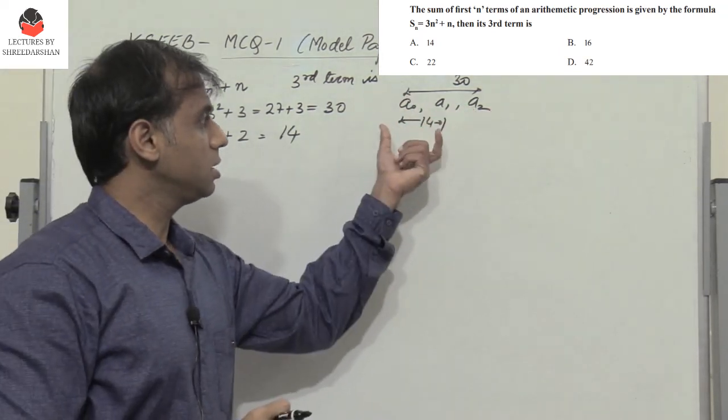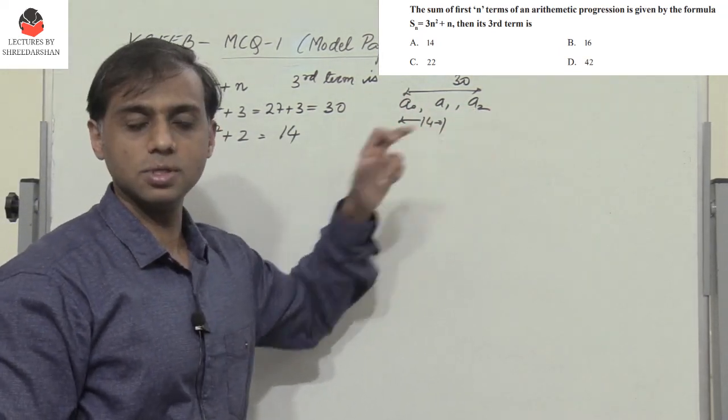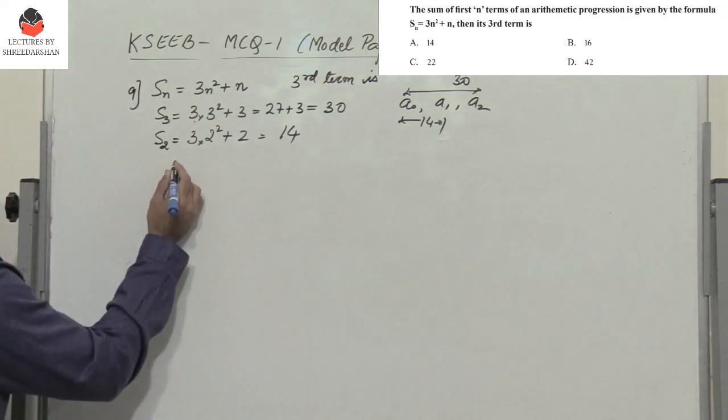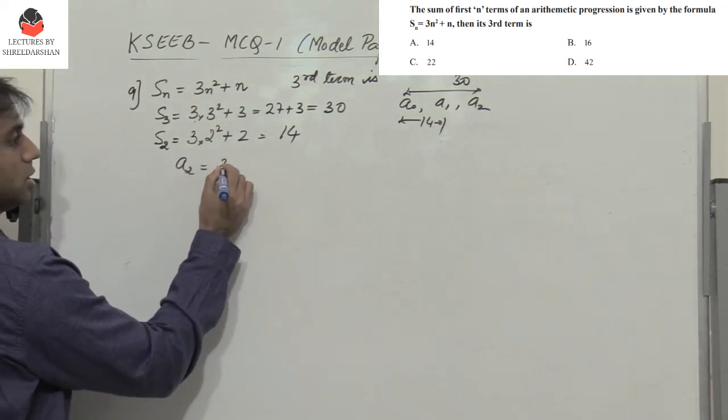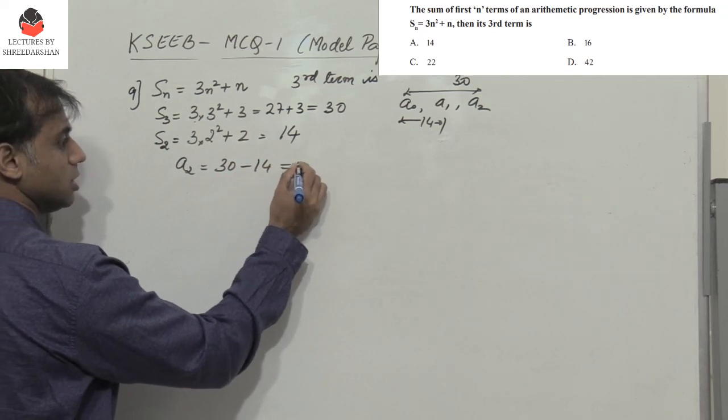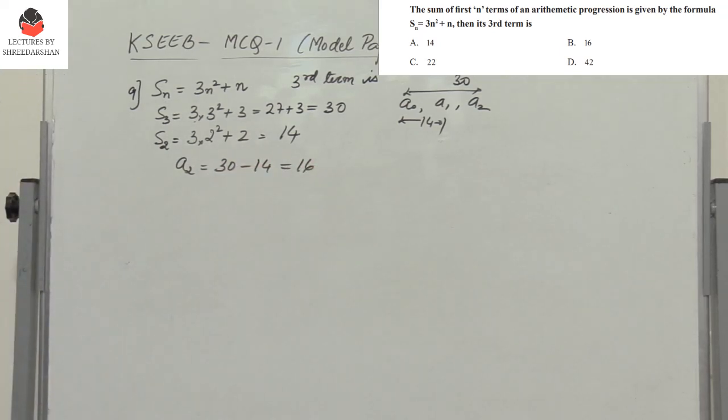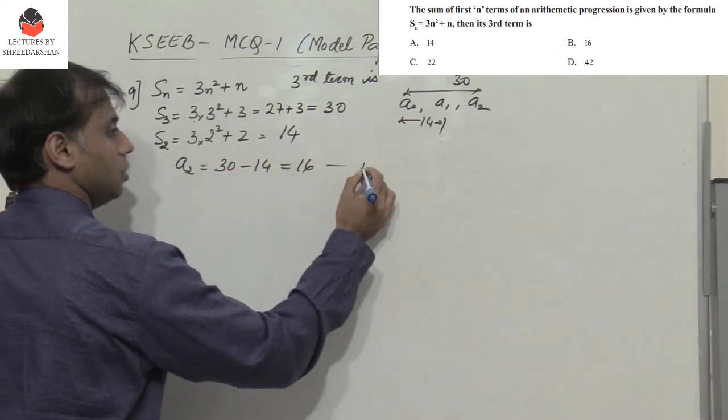So 30 minus 14 will give me the third term, which is a2. So therefore, the third term, which is a2, is 30 minus 14, which gives me 16. So 16 is the right answer, and the option is B.